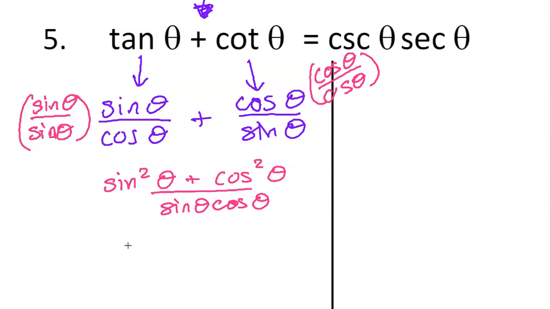Yes. The numerator is 1 because of what identity? What type of identity? It's another Pythagorean identity, the first one, right? We know that sine squared of theta plus cosine squared of theta is equal to 1. So that whole numerator is just 1.